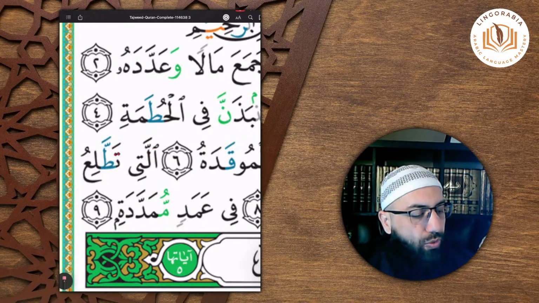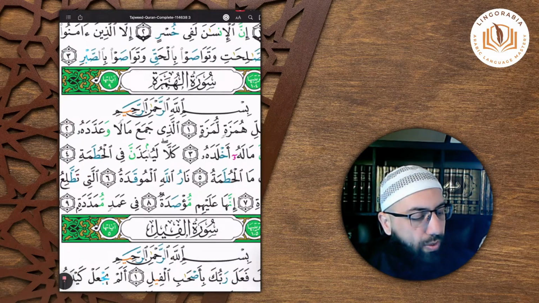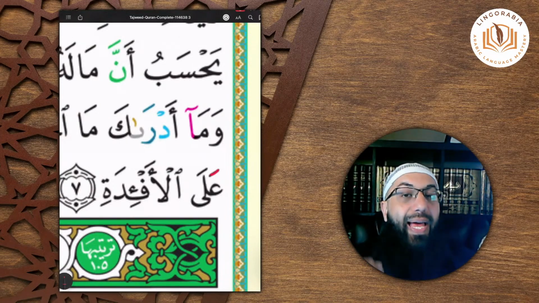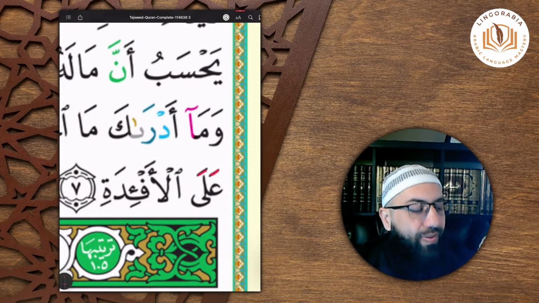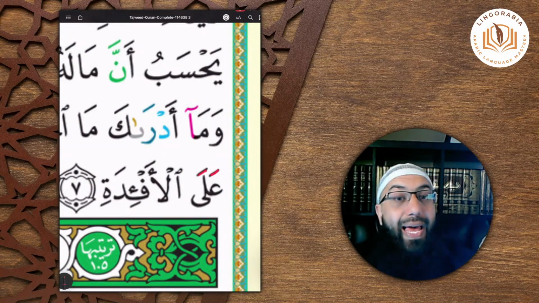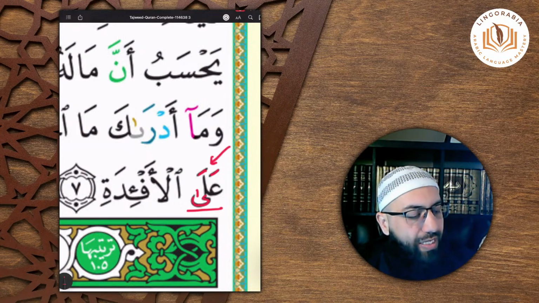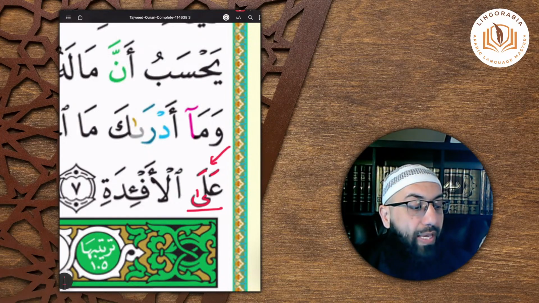Okay, then we go to the next word. We got the ayn with the fatha, a, and the lam with the fatha, la, ala. Now normally you would say ala. Okay, this is an alif. This is not a ya. What you see here is an alif and it prolongs the sound of this vowel. So normally you would say ala.